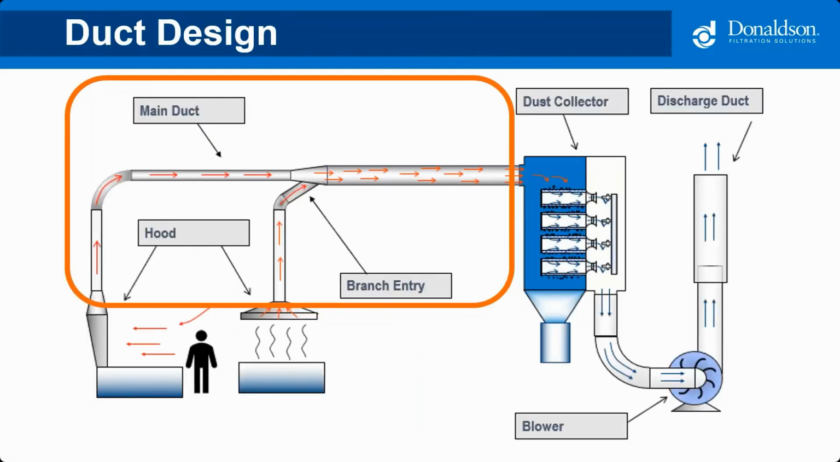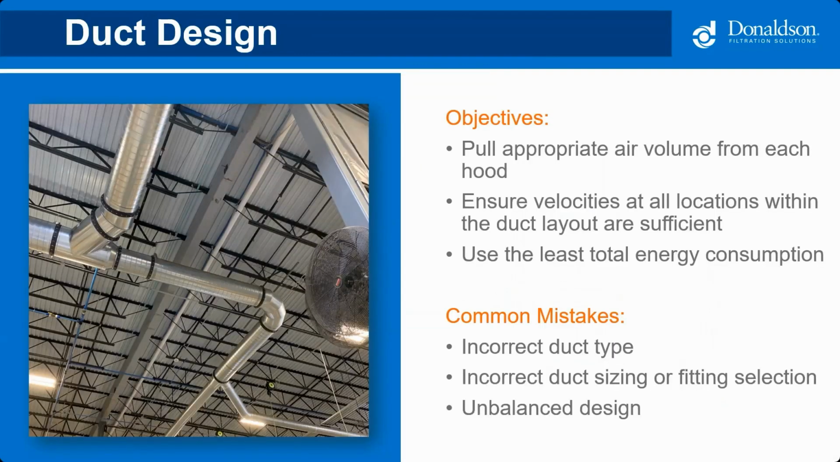Thanks, John. So once we've designed the proper hood to pick up the dust and move it into the ductwork, the goal is to move that dust through the filtration system in a series of ducts. So as you can see here, we've got the hoods, and then following the hoods, you've got the duct design. A properly designed duct system should pull the minimum airflow required at each hood, maintain the velocities required to transport that material through the duct and to the collector.